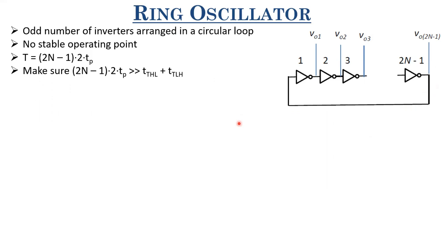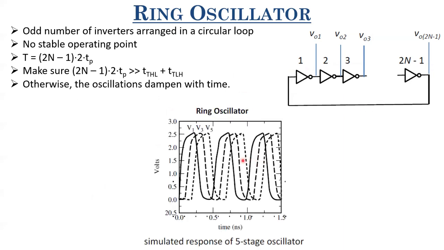And we already discussed while discussing ring oscillators that we have to make sure that this delay, or the time period, has to be much greater than the transition time, I mean the high-to-low or the low-to-high transition time. Why? Because if that is not the case, the oscillations dampen with time. You won't get perfect oscillations. Also, if you tap the voltages at these intermediate nodes, you will get phase shifted signals.